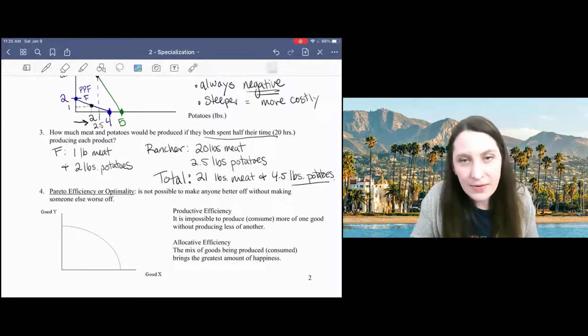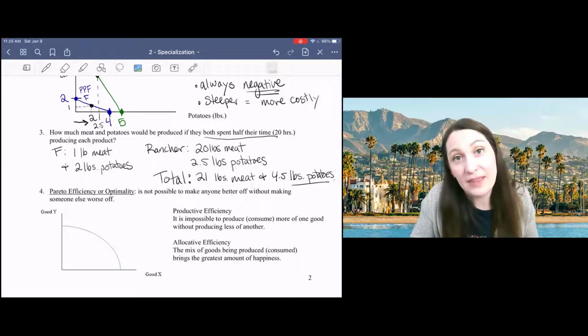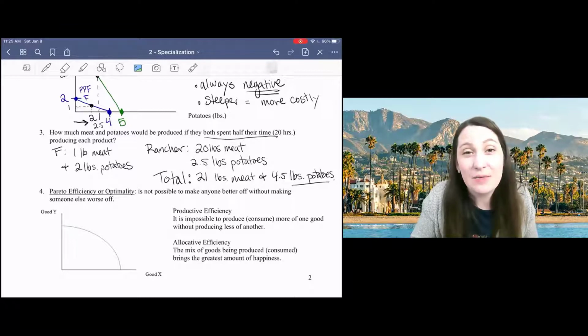We can separate efficiency into different categories. And in this model, we're focused primarily on productive efficiency. Productive efficiency means that it's impossible to produce more of one good without giving up some of the other. The trade-off that we illustrate with our production possibility frontier.